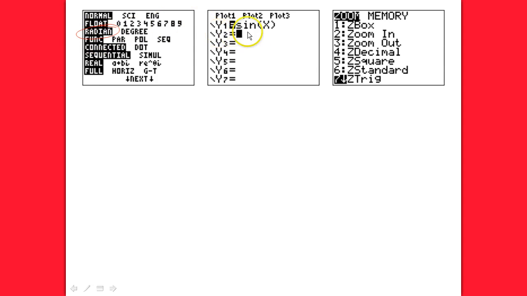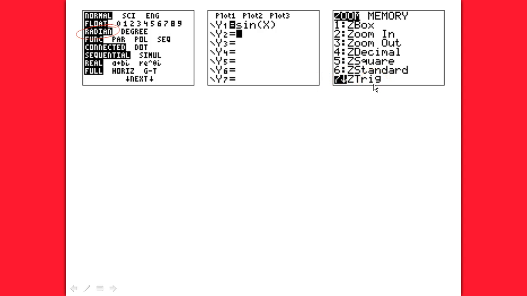And when you go to y equals, you can type in sine x. Now, you can graph that on any zoom that you want to, but there's a zoom specifically set for trigonometry that's really cool, and it's zoom number 7, zoom trig.